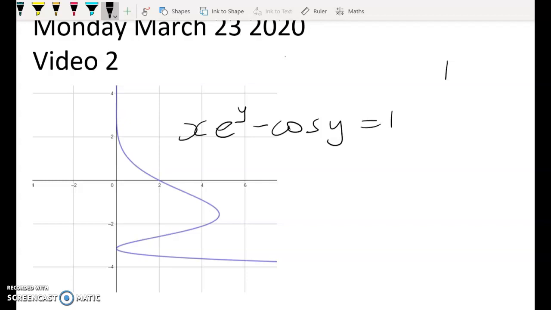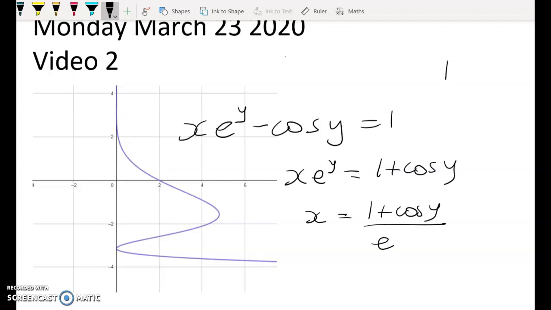Now we could still split the x's and the y's up in this one, just like we could in the easy ones in video 1. And we're going to look at how to do it that way. So in here we'd get x e to the y is equal to 1 plus cos y, and then we get x is equal to 1 plus cos y over e to the y. So if I said I want to know the gradient at this point here, which has got coordinates 2, 0, which is what I'm going to do in the first bit of this video, how would I do that?